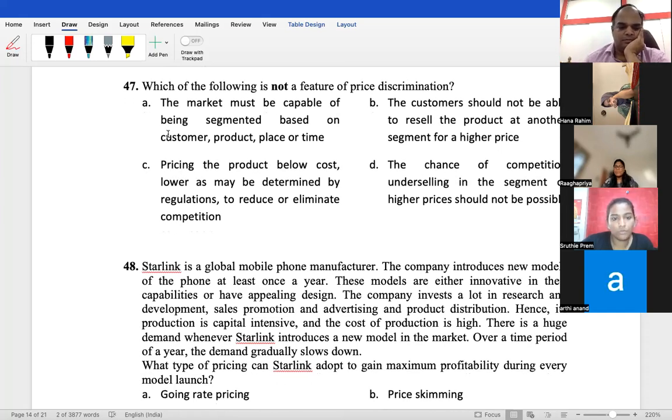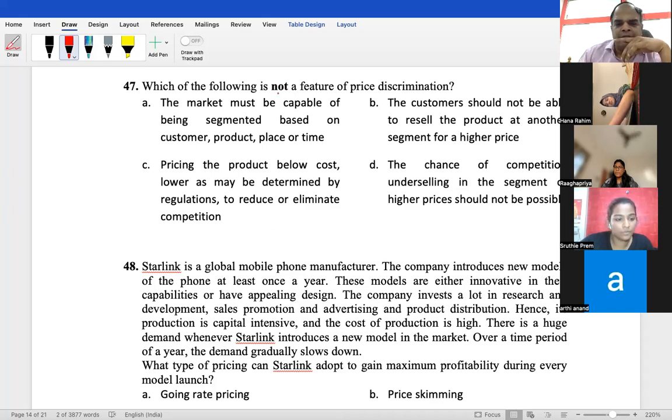Next. Which of the following is not a feature of price discrimination? Option A. The market must be capable of being segmented based on customer, product, place, or time. B. The customer should not be able to resell the product at another segment for a higher price. Option C. Pricing the product below cost, lower as may be determined by regulations to reduce or eliminate competition. Option D. The chance of competition underselling in the segment of higher prices should not be possible.